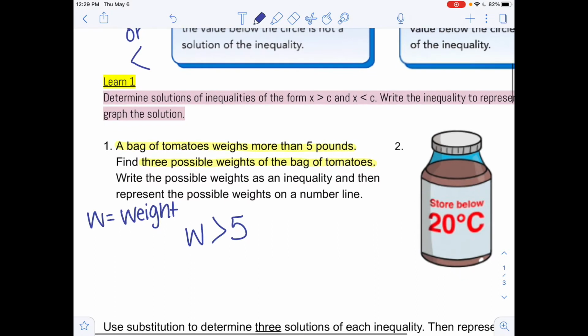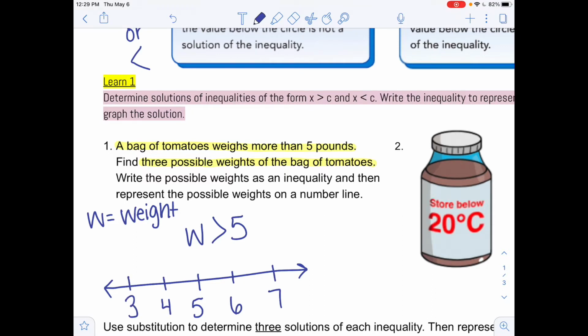Okay, when I'm drawing a number line to show our possible solutions for what the weight could be, just like we did in the beginning of the school year, we're going to put the number given to us, which would be 5, right in the center, and I want you to pick 2 numbers greater than and 2 numbers less than with an equal interval to be able to set this up. So I'm just going to count by ones and put 6 and 7 and then 4 and 3. So I've set up my number line here.